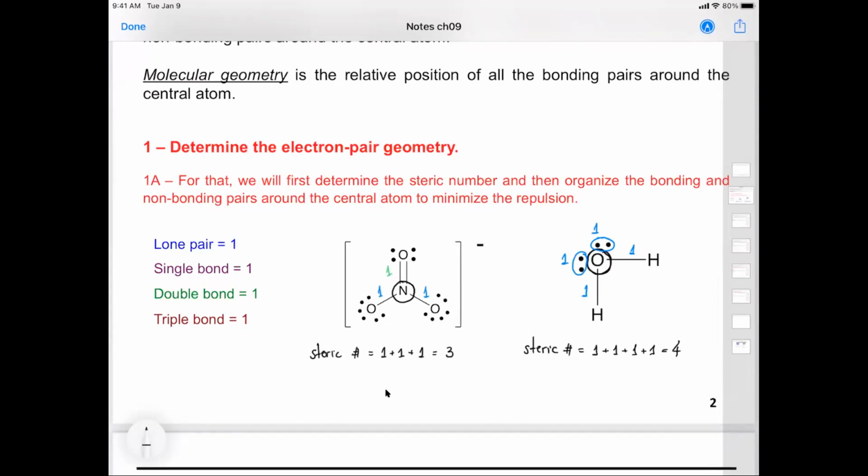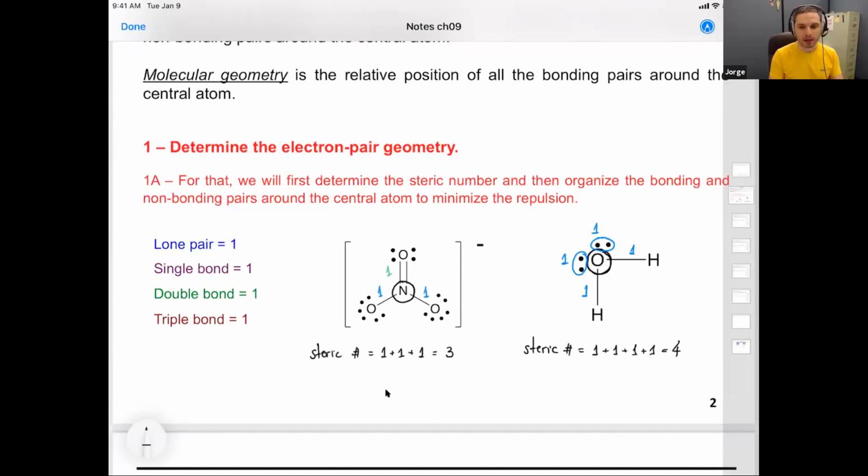Excuse me, George. Yes. Why did you count the lone pairs on the H2O but not in the previous example? Okay, so we are always looking at the central atom for the molecular geometry. See here that in the first example, for the nitrate, we are looking always at the central atom, which is nitrogen, correct?